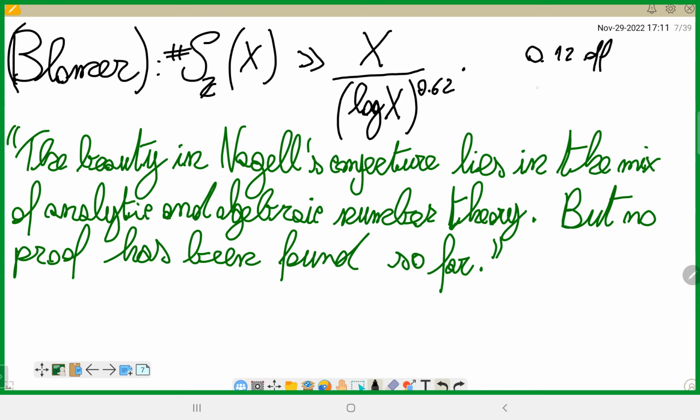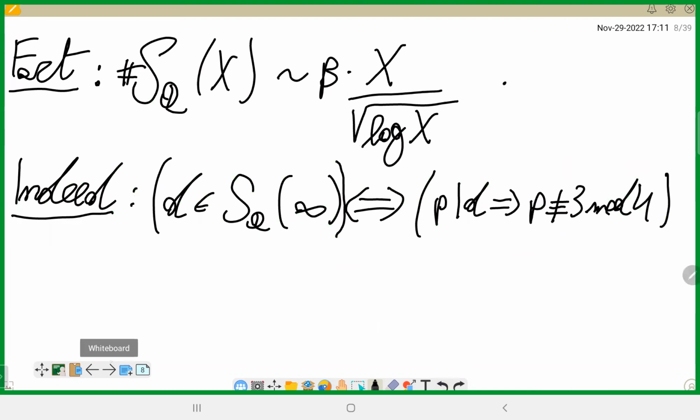So I will explain this very soon. So this is a quote also from Blomer's paper. So this was the first actual effective lower bound, which was better than all these lower bounds of Dirichlet and Cremona and Ottoni, but was still not sufficient to get the lim-inf being positive. And the reason for this is that the set SQX has a very simple asymptotic formula. It's asymptotic to some relatively explicit constant beta times x divided by the square root of log x.